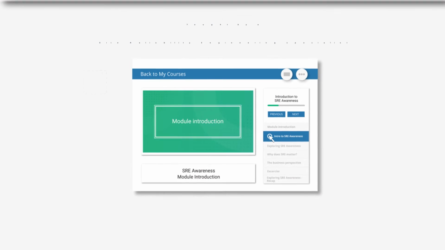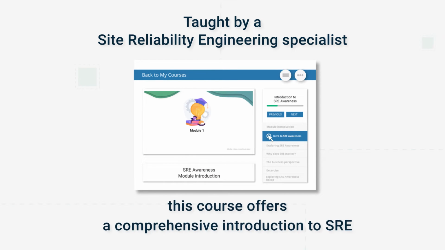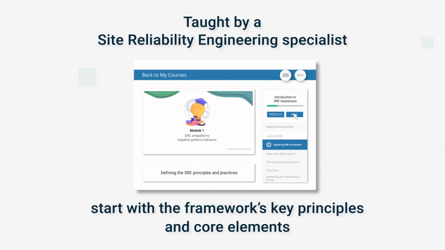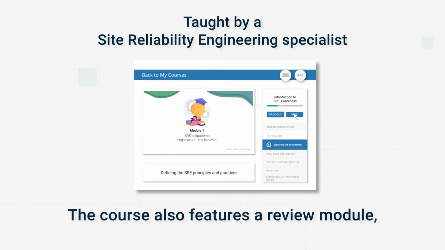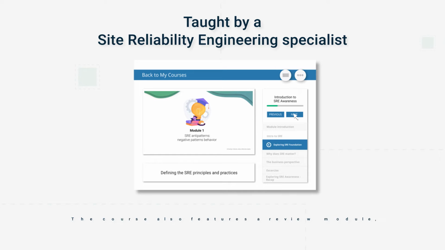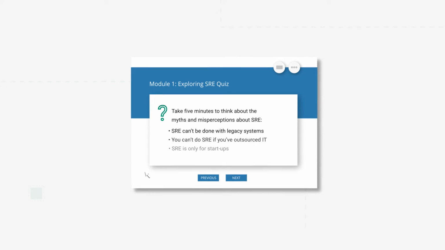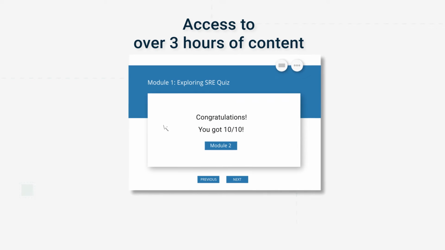Taught across 8 modules by a site reliability engineering specialist, this course offers a comprehensive introduction to SRE. You will start with the framework's key principles and core elements before moving on to how SRE relates to other frameworks. The course also features a review module, as well as a wrap-up module to help students with retention. Once you begin training, you will have access to over 3 hours of course material.